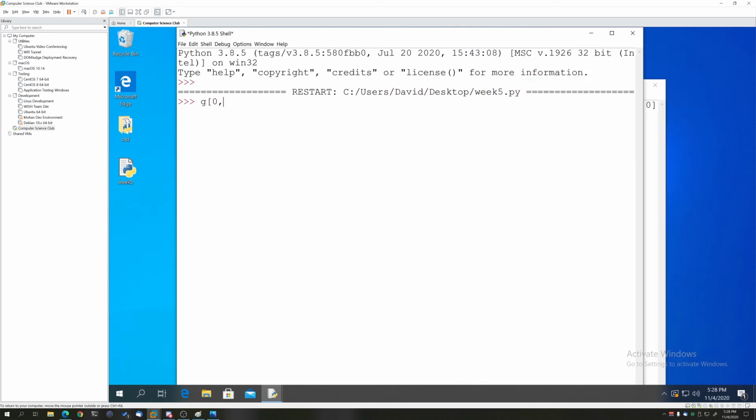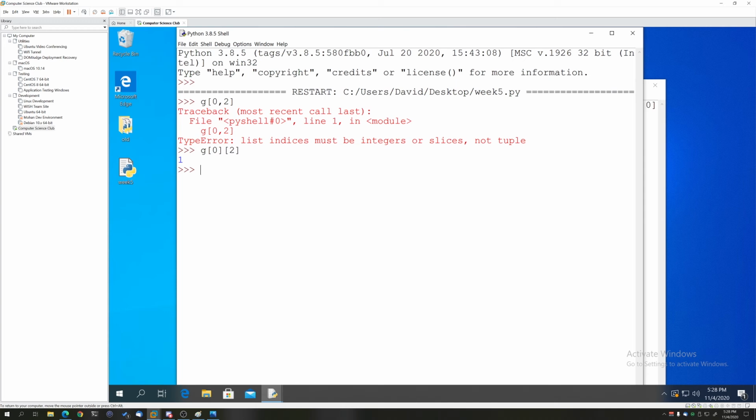Well, we'd have 0 comma 2, right? And sorry, G at 0 at 2. We can see it's a 1, which means that there is an edge there, meaning there is a path. This is a pretty good implementation if you're not adding or removing any vertices and you're just checking if there is a path to get somewhere. This is a really good method of doing that.